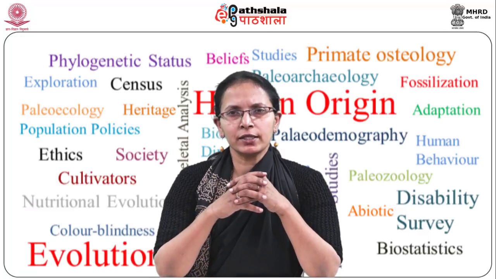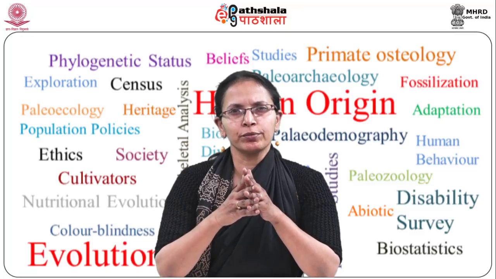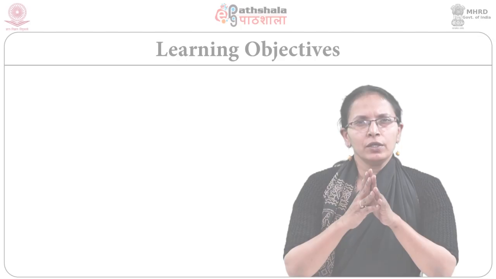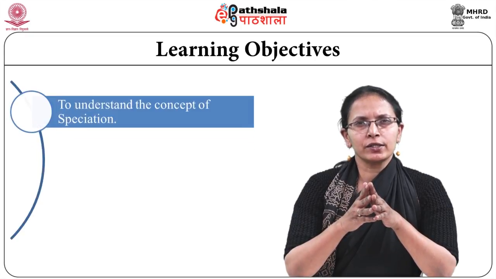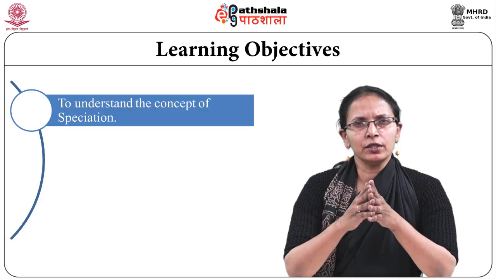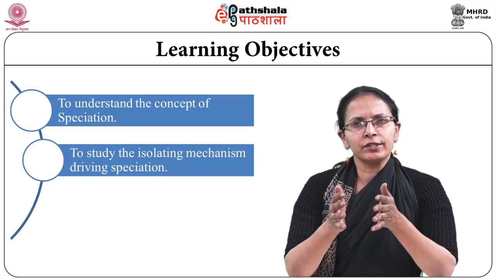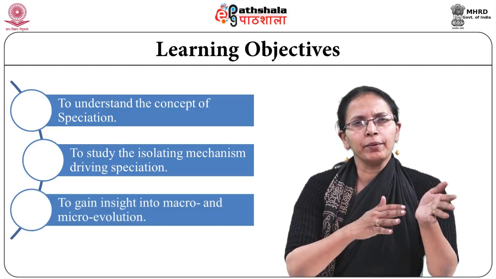Today we will be discussing the module Formation of the New Population and Species from the paper Human Origin and Evolution. Now let's see what the objectives of this module are. Number 1 is to understand the concept of speciation. Number 2 is to study the isolating mechanisms driving speciation and to gain insight into macro and microevolution.